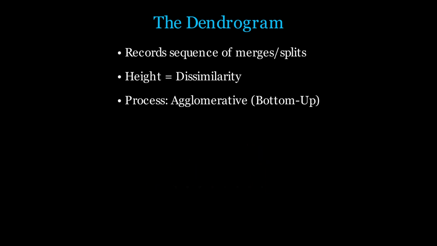The most common approach is agglomerative or bottom-up clustering. We start with every single observation as its own tiny cluster, and then we start fusing them.